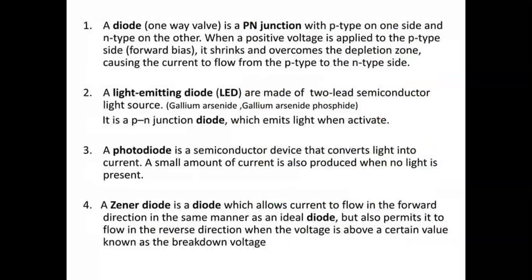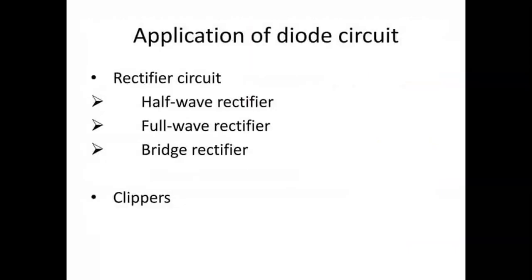A Zener diode is a diode which allows current to flow in the forward direction in the same manner as an ideal diode, but also permits it to flow in the reverse direction when the voltage is above a certain value known as the breakdown voltage. Next, applications of the diode: rectifier circuits, half wave rectifier, full wave rectifier, bridge rectifier, and then clippers.